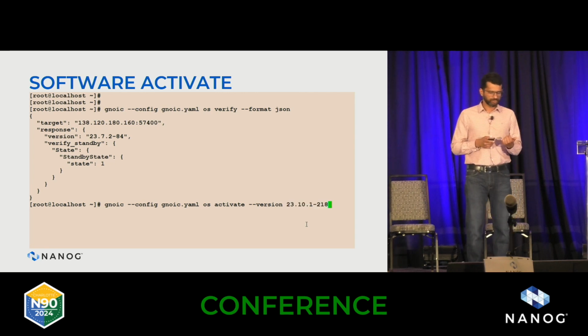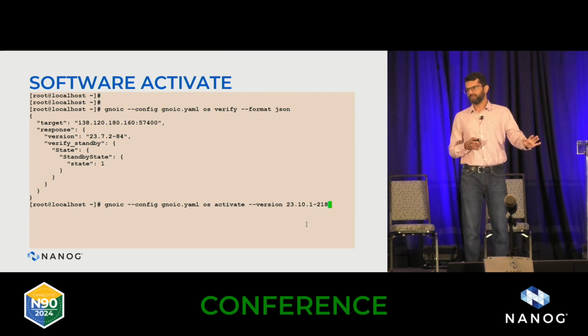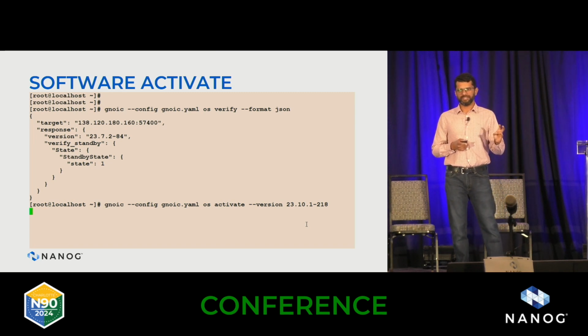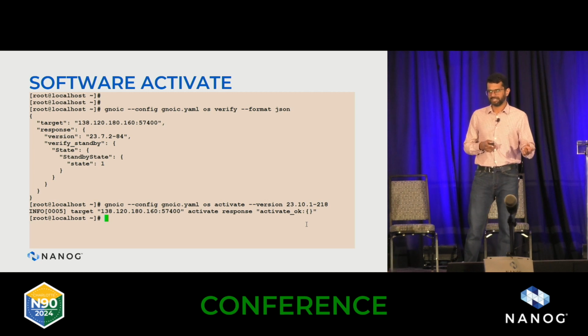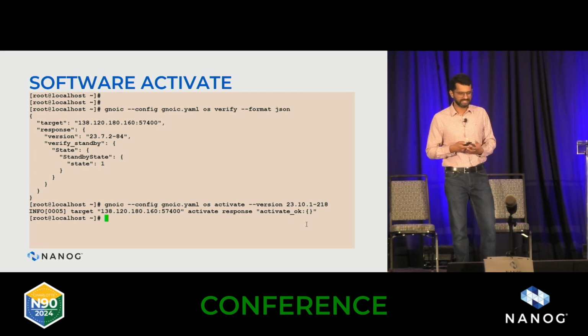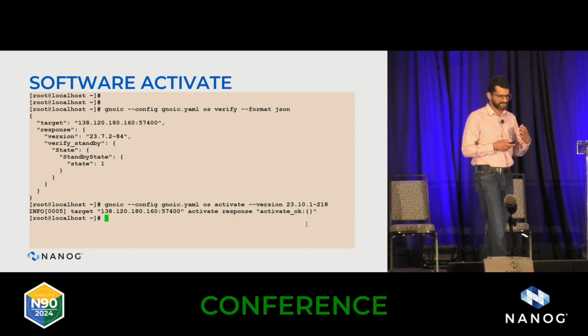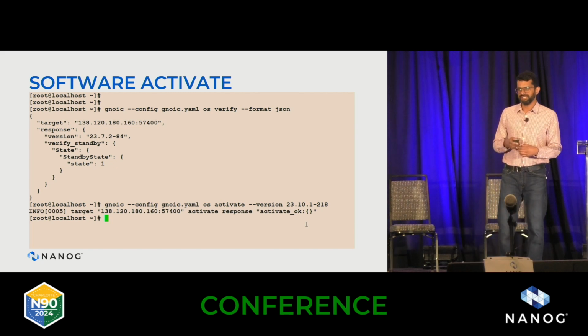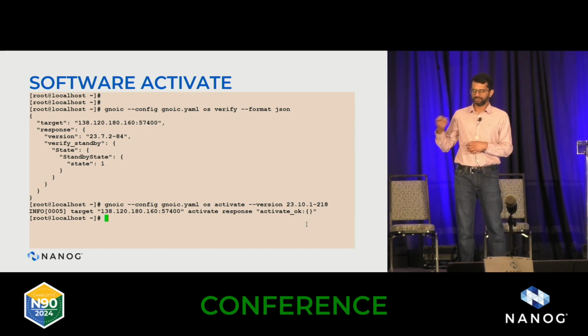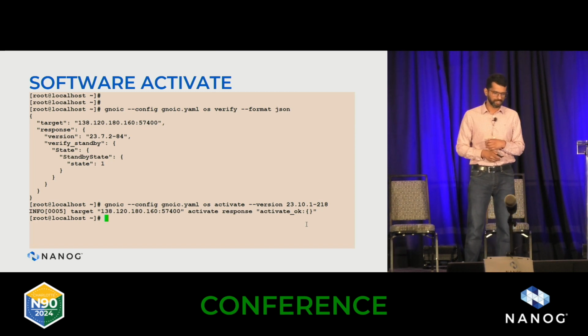Once we issue this command, we are not using any of the options that we discussed earlier, which is only the standby or no reboot. So in this case, the router will immediately reboot right after the activate message is received. Okay, we receive the activate OK message, and then the router will reboot, and the boot parameters were already changed. So the router will now come up with the new software version.